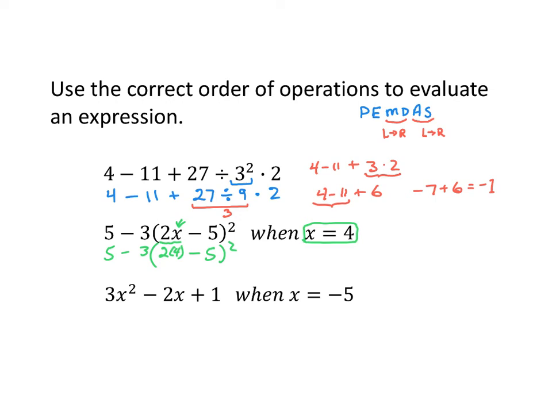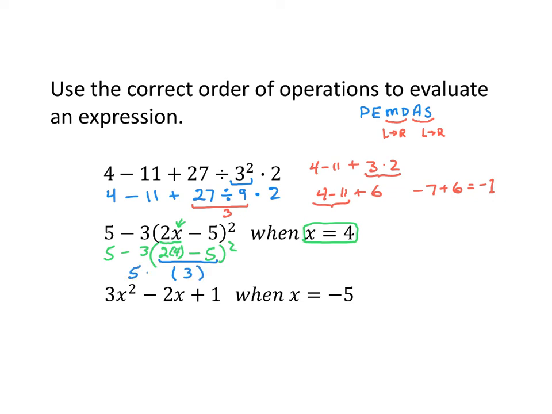It's always a good idea to write out the problem with the number in place of the variable before you begin. Okay, now inside the parentheses we have all of this. So all of that has to be done in the right order. So 2 times 4 is 8, because we have to multiply before subtracting, and 8 minus 5 is 3. So our answer inside the parentheses is 3.